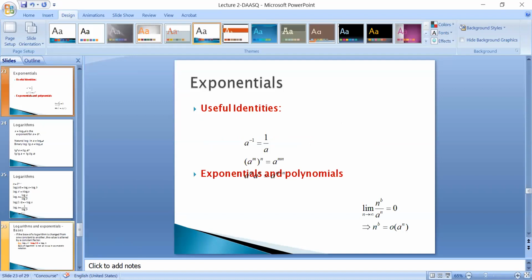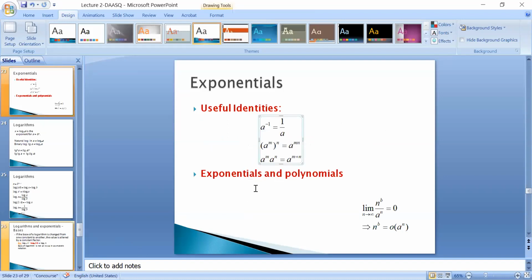Then, because we'll be solving recurrence equations, you also have to go over basic formulas. Some basic formulas I'm sure you are aware of. When you calculate the limit, if it's 0, then the function at the numerator is small o of the function at the denominator.